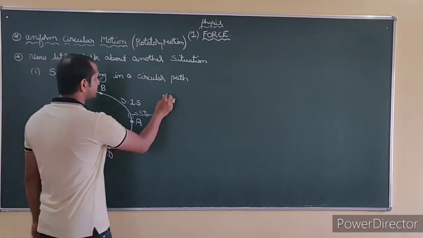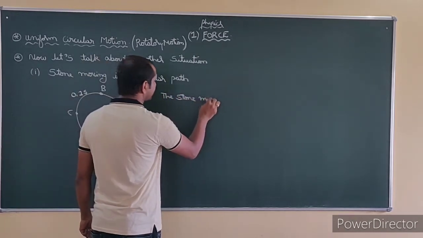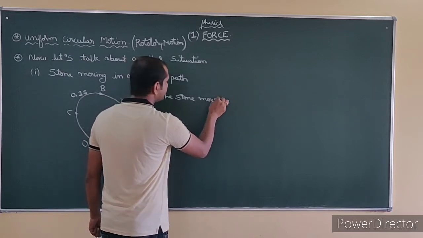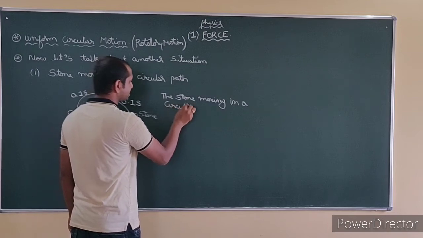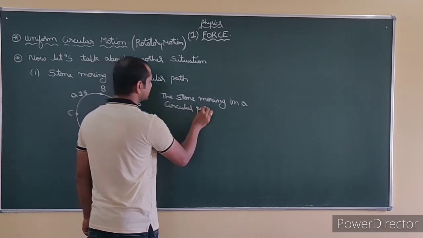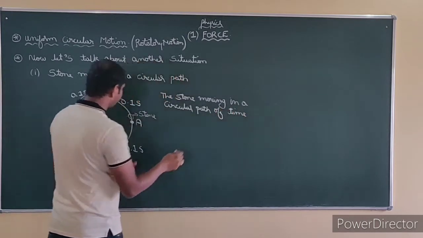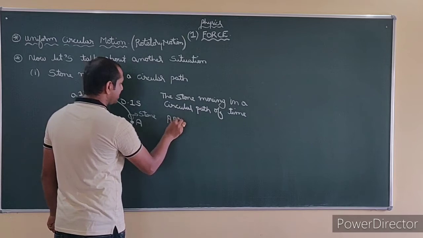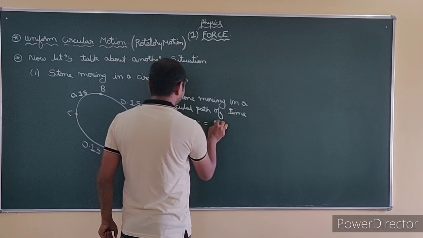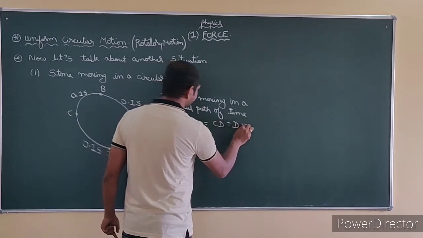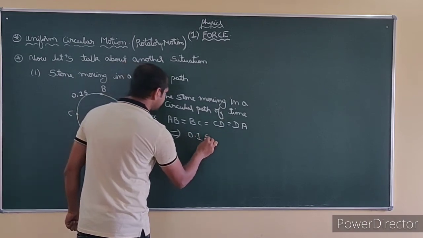So that is the stone moving in a circular path. For example, if you consider the positions, AB is equal to BC is equal to CD is equal to DA. So all of this is covered in 0.1 seconds.